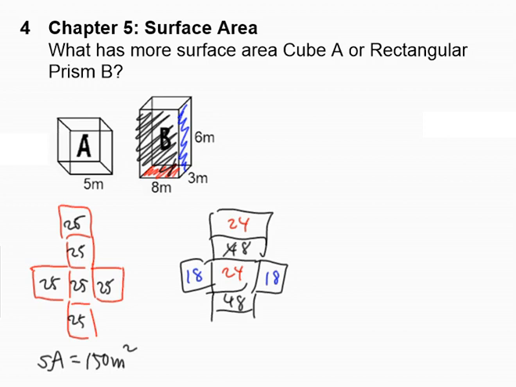So 20 and 40 is 60, 120, 120, 130, 140, 140, 144, 148, 156, 164, 172, and 180. So the surface area of the rectangular prism is 180 meters squared. So therefore, the rectangular prism B has more surface area.